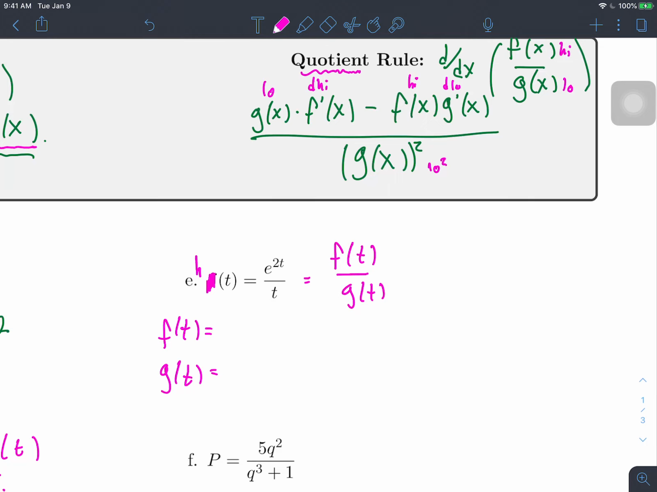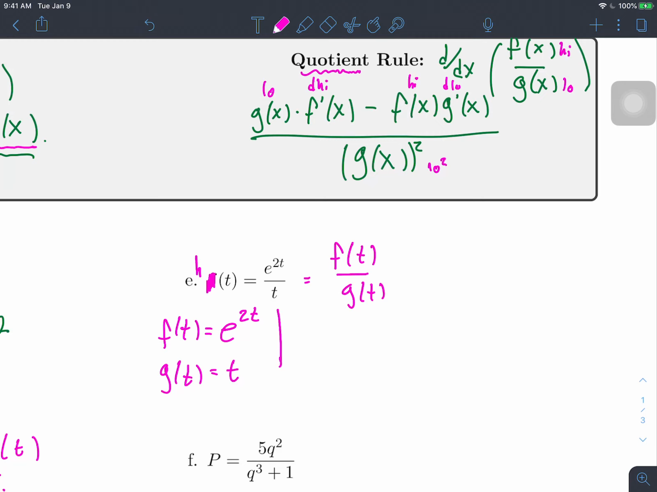Yes, Alice? f of t would be e to the 2t, and g of t is t. Exactly right. Yeah, it's simpler than you might think. Whatever's on top, that's the top function, and whatever's on bottom, that's the bottom function.